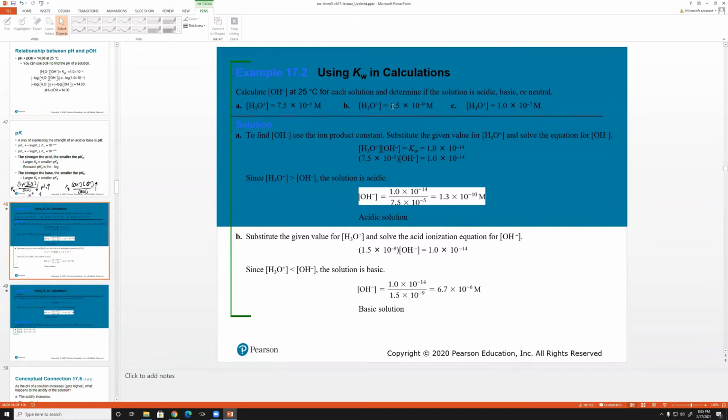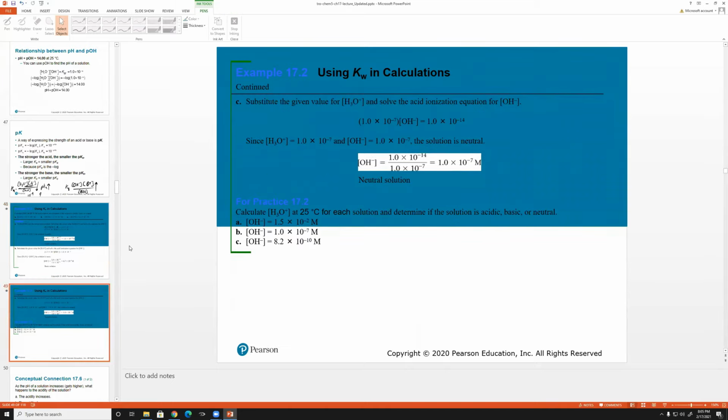Okay, now for B, we can clearly calculate the OH concentration. We would do 10 to the negative 14 divided by this number, and you get 6.7 times 10 to the negative 6. And we can see that it's basic because the H3O plus concentration is a lot lower than 10 to the negative 7. So that means it's basic. And then for this one, it's neutral because it's 10 to the negative 7.